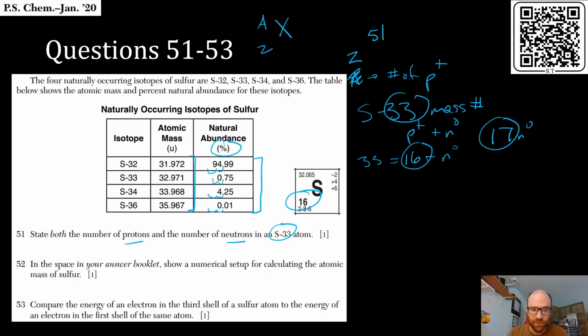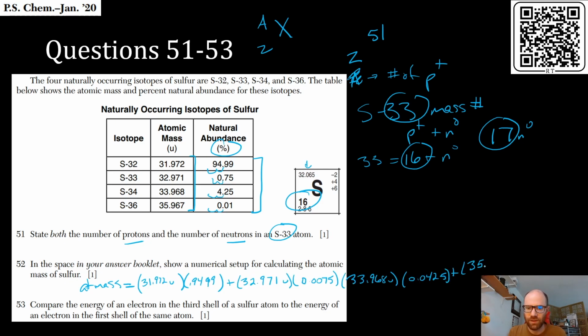To show all of our setup, now it does say show a numerical setup, so you don't have to calculate it. I'm willing to bet that if you calculated it, you'd get the atomic mass of 32.065. That's a good way to check that you're right, because if this is all the information, the test is internally consistent like that. So really quick, we're going to write things down, and it's going to be the mass of each isotope times its abundance. So the first one all the way through the last one.